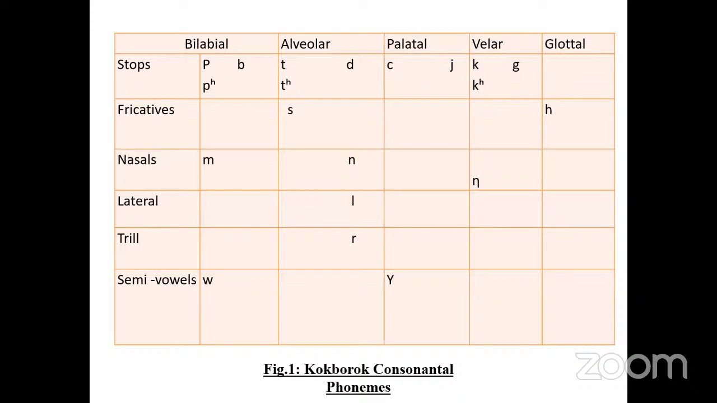This is the Kokborok consonantal phonemes. Kokborok has 11 stops, eight unaspirated stops and 3 aspirated stops. It has 2 fricatives, 3 nasals, 1 lateral, 1 trill, and 2 semivowels, that is, w and y. These are the consonantal phonemes of Kokborok.